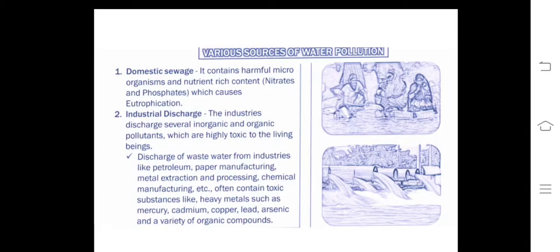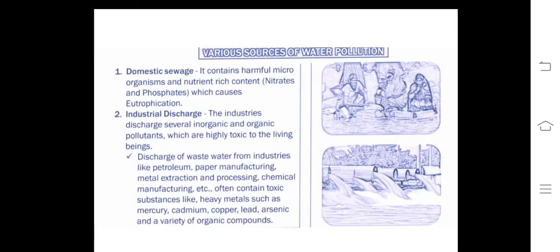Industrial discharge, you are aware of the industrial discharge. It discharges several inorganic and organic pollutants that are very highly toxic to living beings. If you are discharging hot water, that are the byproducts, or you can say the last product of industry, into the main sea body, marine organisms will automatically die. Because if there is any rise in temperature, marine organisms will get affected.